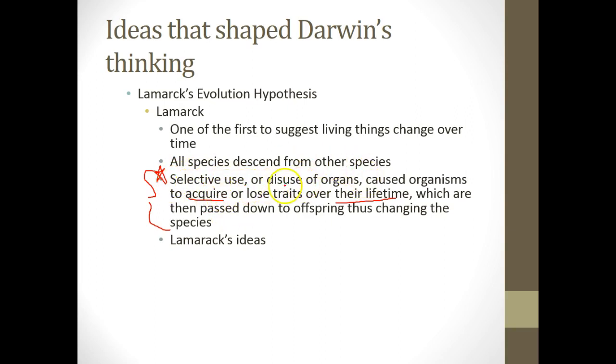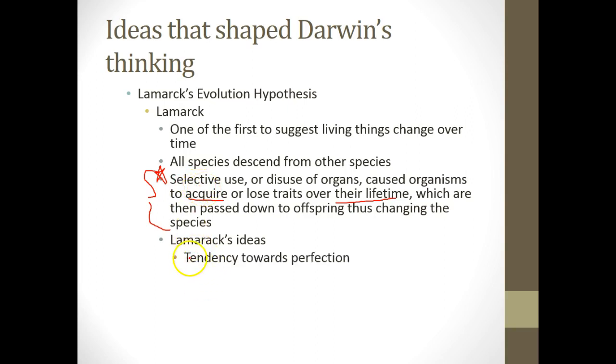Okay, selective use or disuse is basically a fancy way of saying use it or lose it. He proposed that if an organism failed to use a specific structure in their lifetime, they would lose it over time. Again, that is not the case.